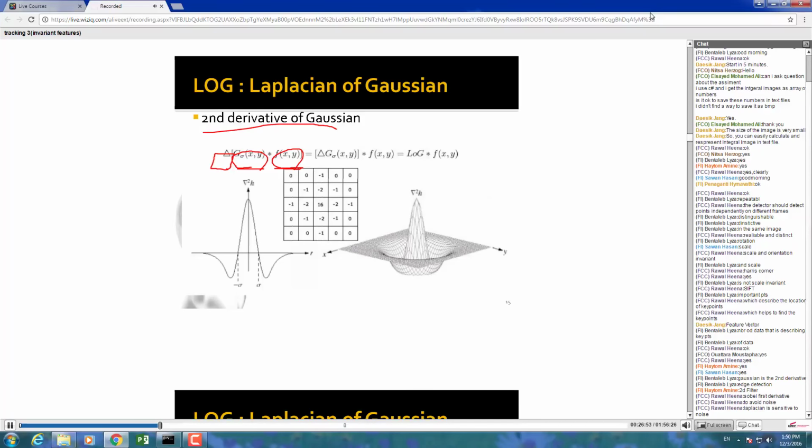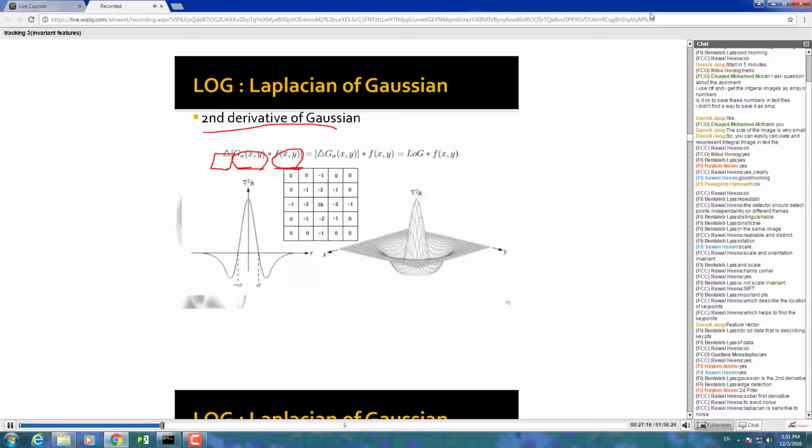Yes. The Laplacian is a second derivative. It means the gray values are subtracted twice, so the noise can be amplified. It is too sensitive to noise. That's why we talk about Gaussian here.